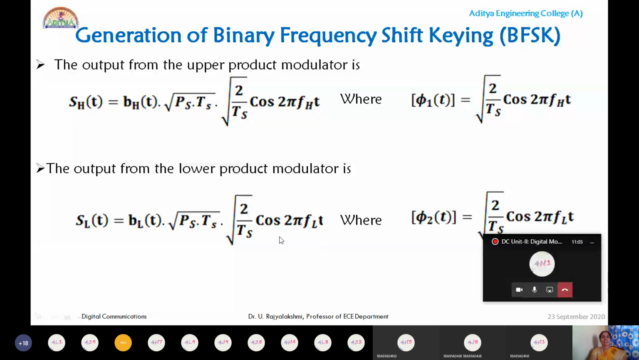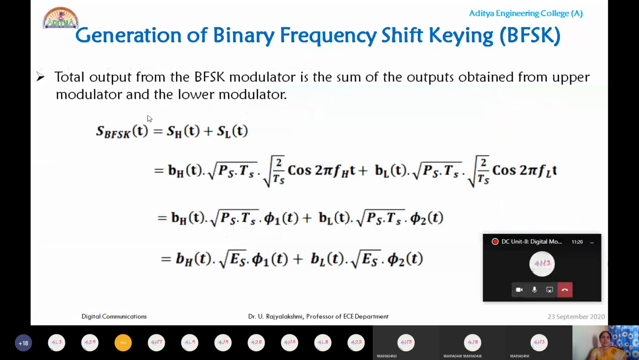Where this root 2 by Ts cos 2 pi FLt, you can assume it as one bit energy carrier due to low frequency. Take it as phi 2 of t. Okay, the sum of these two outputs obtained from the product modulators is the total BFSK signal. So our BFSK signal, which is the sum of outputs obtained from the two modulators, that is SH of t plus SL of t, where SH of t is BH of t into root PsTs into phi 1 of t, plus BL of t into root PsTs multiplied by phi 2 of t.